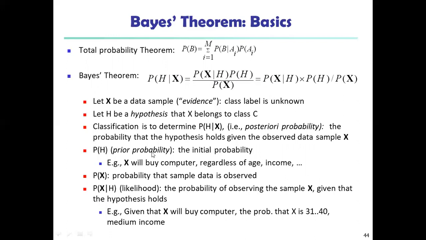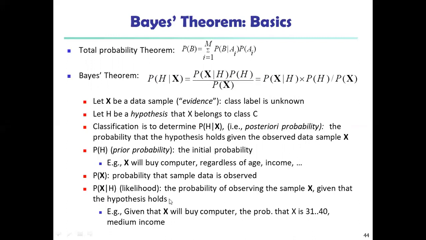So here P of H given X is a posterior probability and P of H is a prior probability, that is an initial probability. For example, X will be whether a person buys a computer, regardless of age and income. P of X is the probability that the sample data is observed. P of X given H is the likelihood, the probability of observing the sample X given that the hypothesis holds.